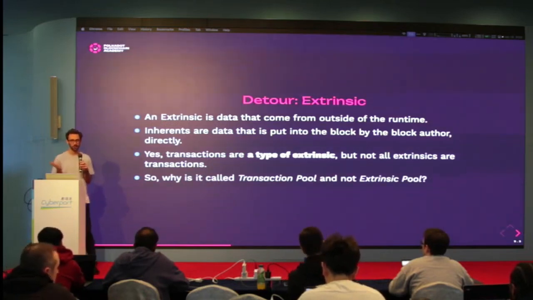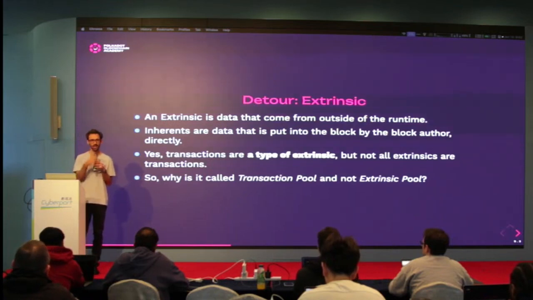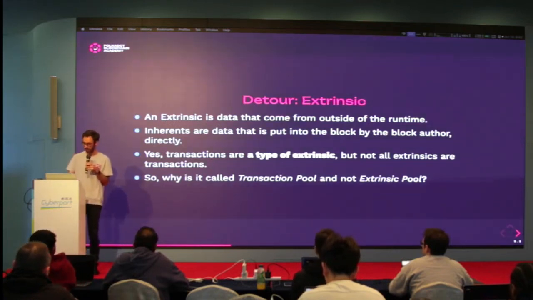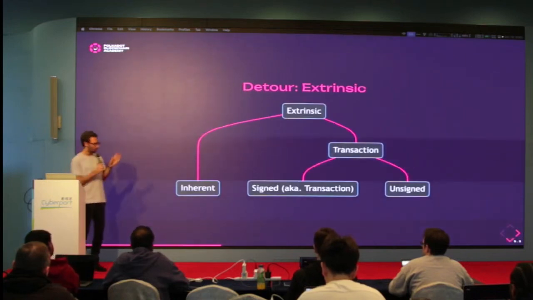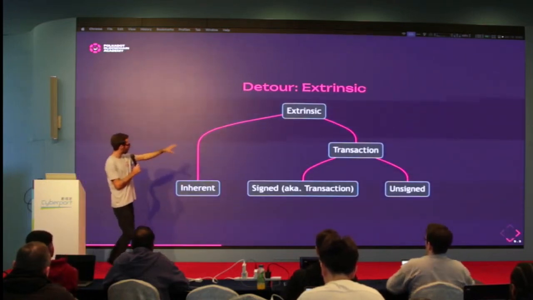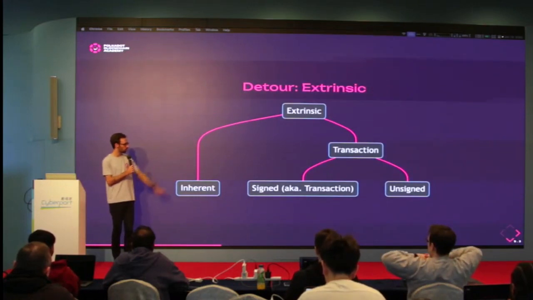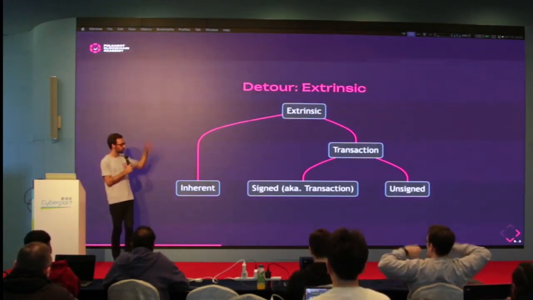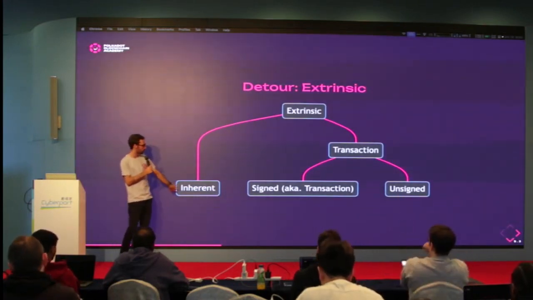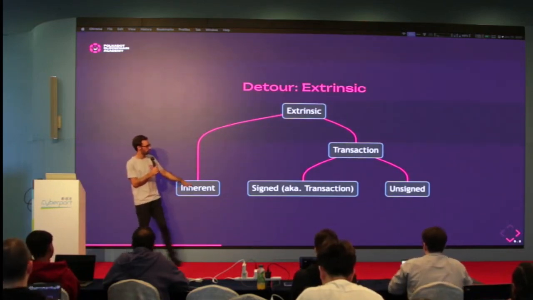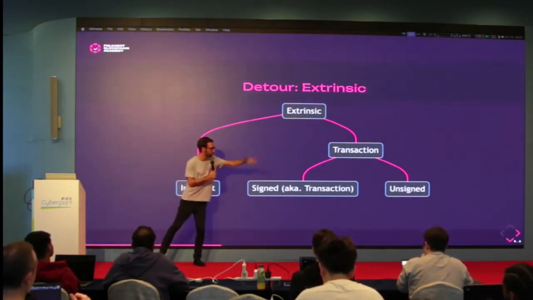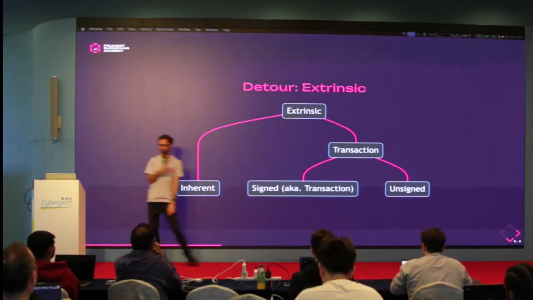I also point at this: why do we call it, or there's this component that we usually refer to as the transaction pool, or transaction queue. Why is it called transaction pool and not extrinsic pool? Because if we look at the diagram, all extrinsics are either transactions or inherents. And I just said that inherents don't go through the route of some user submitting it to someone. It's information that's put into the block by the author. So the transaction pool is really only about this category of things.